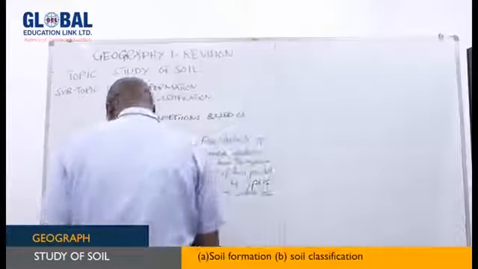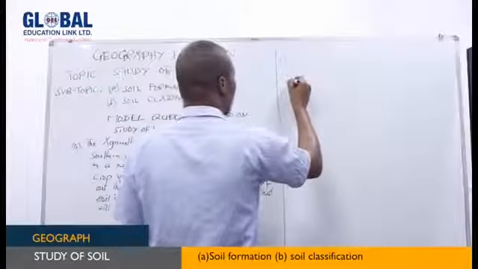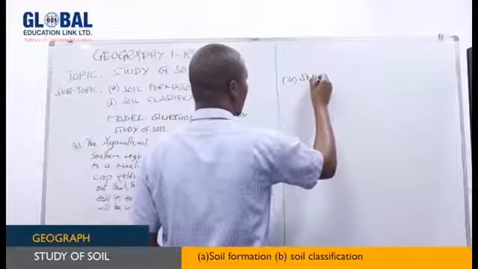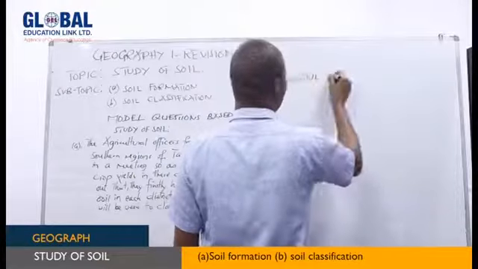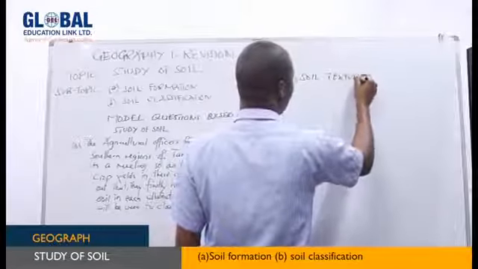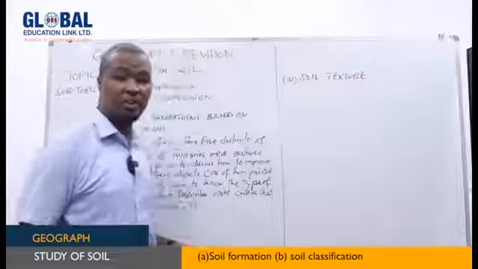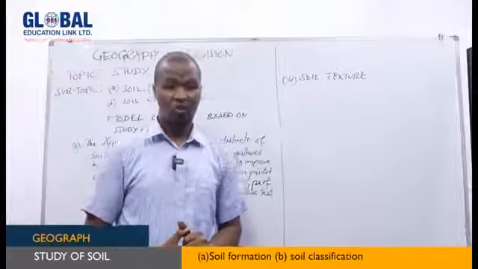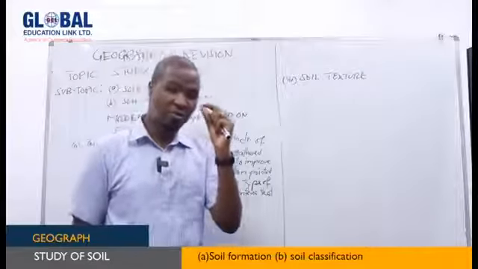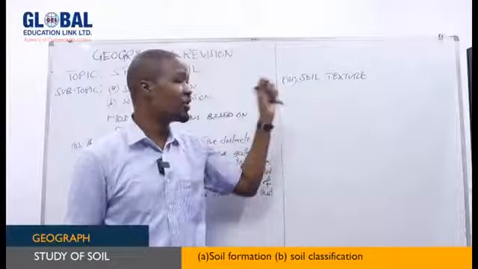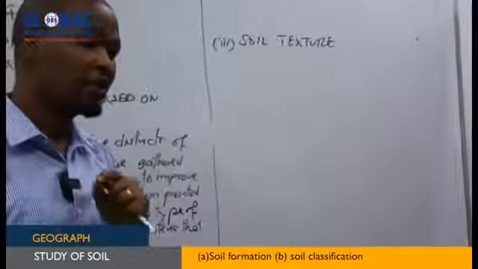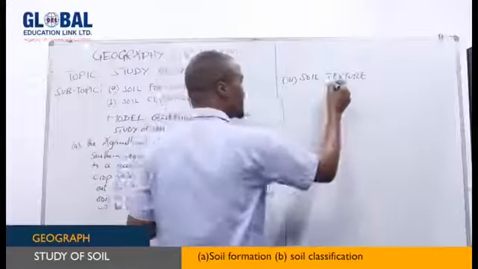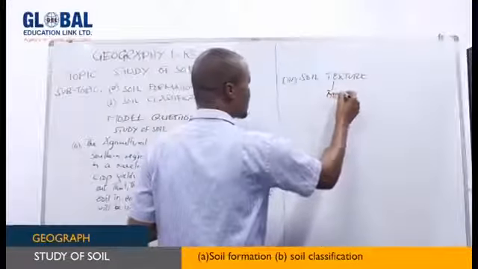Let's see another criteria for classifying the soil. The third one is soil texture. Soil texture will refer to the fineness or coarseness of the soil particles. It means the smallness or the largeness of the soil particles will refer to the soil texture. So we can classify soil texture according to 3 or 4 types.